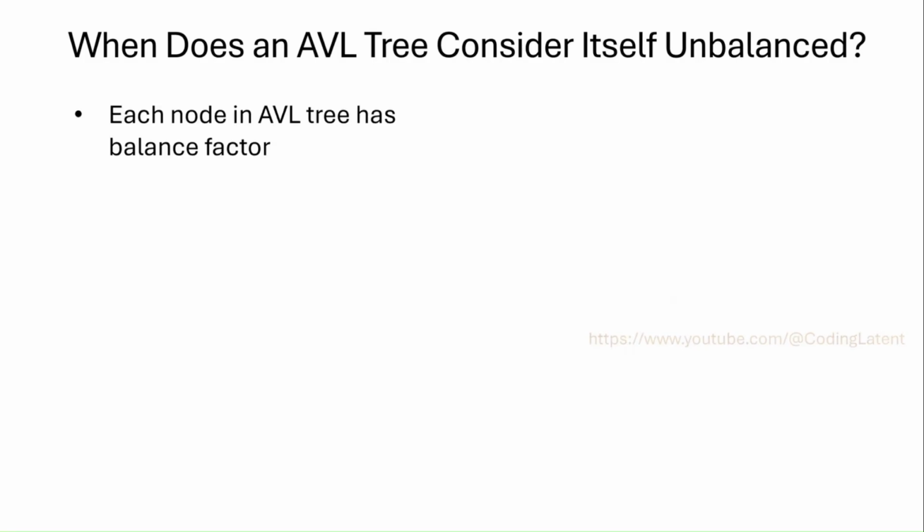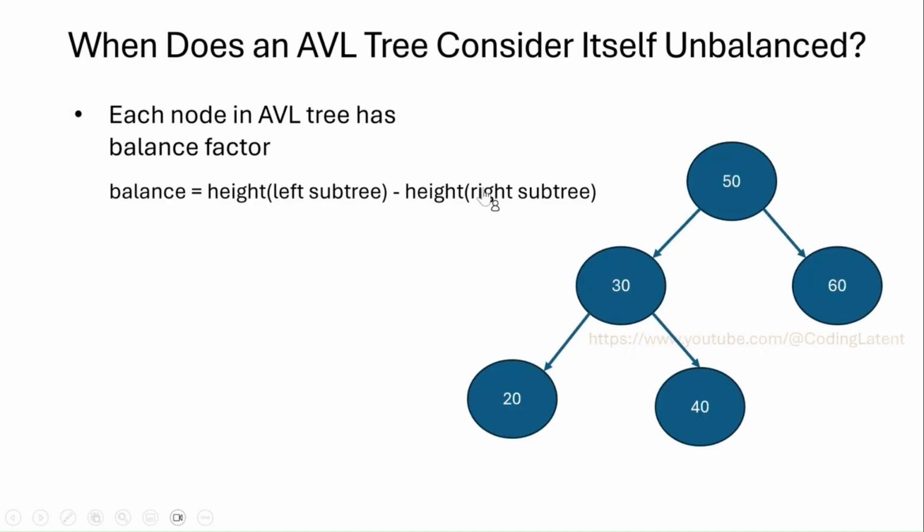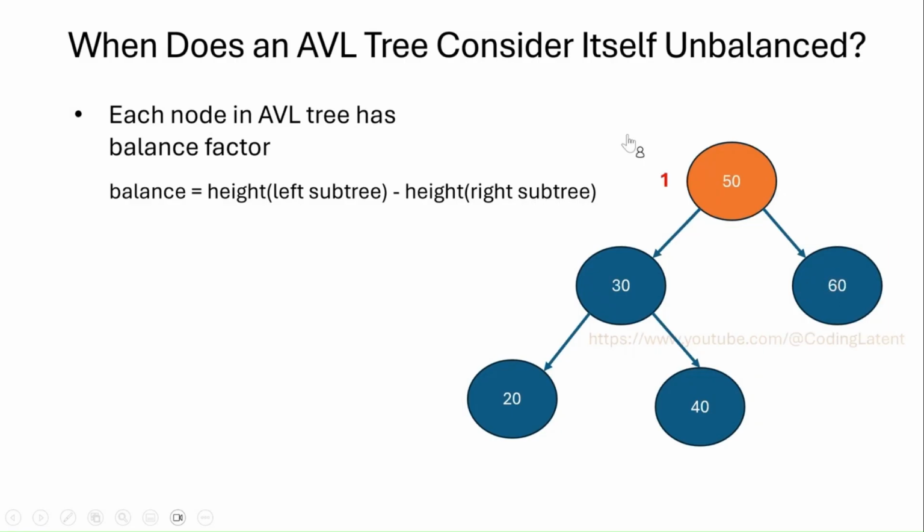Each node in an AVL tree has a balance factor. What is that balance factor? The balance factor is equal to the height of the left subtree for that node minus the height of the right subtree. For example, let's say this is our binary search tree. For node 50, the balance factor is the height of the left subtree, which is 2, minus the height of the right subtree, which is 1. So 2 minus 1 is 1.